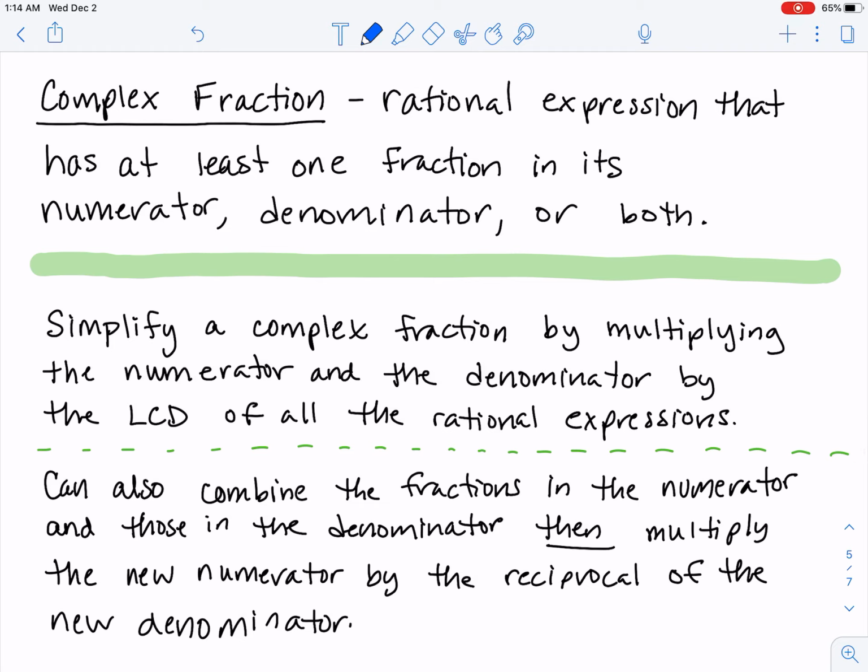And when I say complex, yes, they are complex. It's when you have rational expressions that have at least one fraction in the numerator or the denominator, or fractions in both, multiple fractions, fractions with fractions. We simplify a complex fraction by multiplying the numerator and the denominator by the least common denominator of all the rational expressions. We can also combine the fractions in the numerator and those in the denominator, then multiply the new numerator by the reciprocal of the new denominator. Well, you know what? Let's just jump right into it and I'll show you what that looks like.